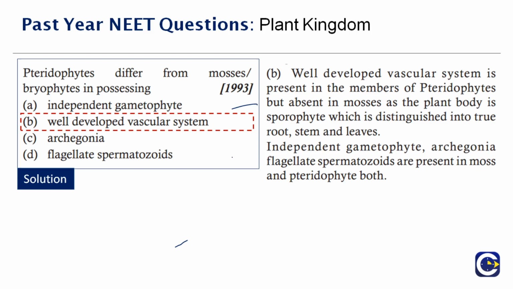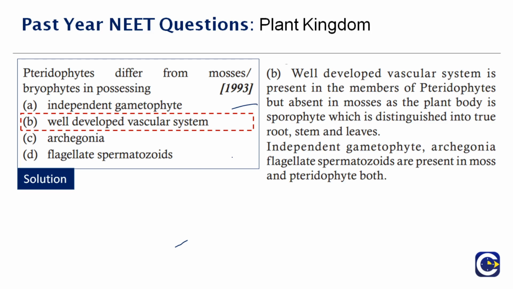So we all know that bryophytes are non-vascular plants, where they do not have a xylem or a phloem system to carry out the different processes of the plant. But pteridophytes have a well-developed vascular system. It is present in the members of pteridophytes, which is absent in mosses. The plant body is a sporophyte, which is distinguished into true root, stem and leaves, with an independent gametophyte and archegonia. So all these are features of a pteridophyte.